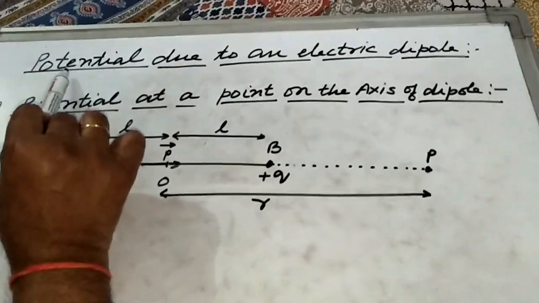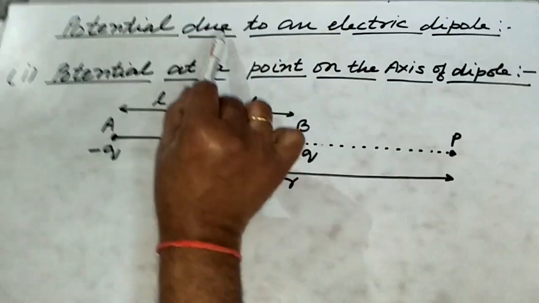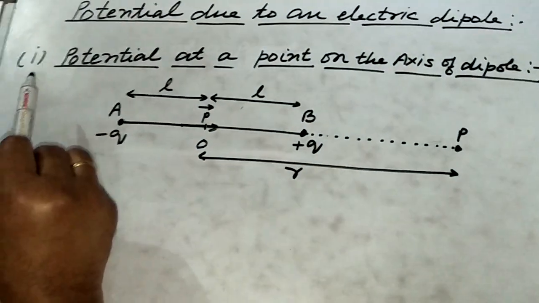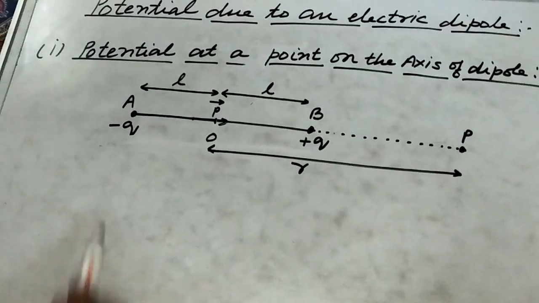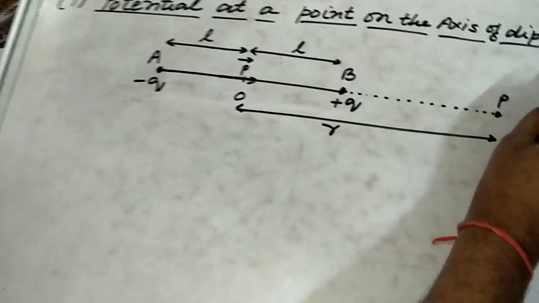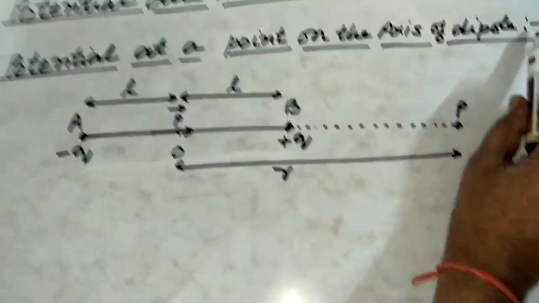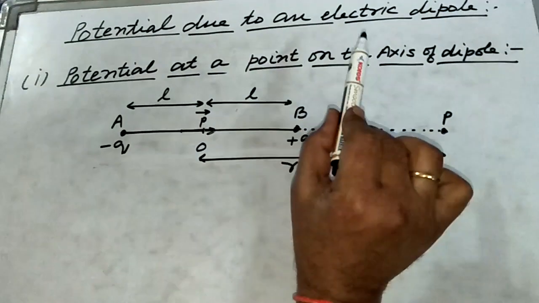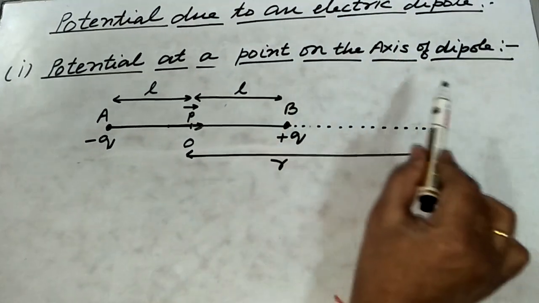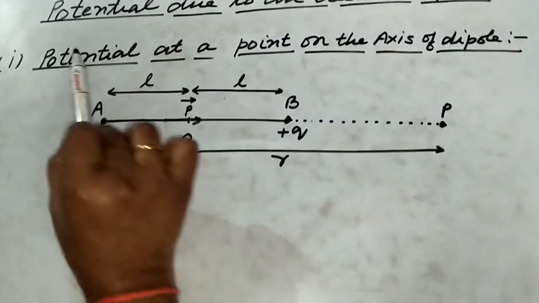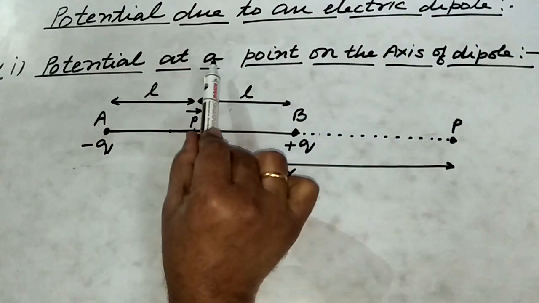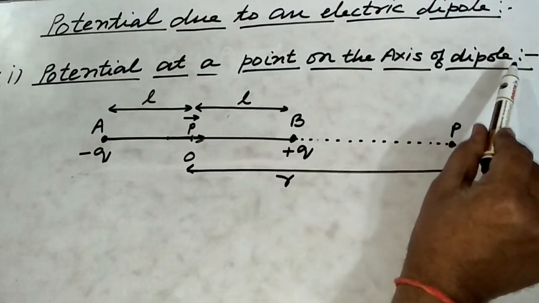In this video I am going to discuss the potential due to an electric dipole, and under this the first case is potential due to an electric dipole at a point on the axis of the dipole. Like in the previous video, where I already gave you the electric field due to an electric dipole on the axis and at the equatorial line, in the same way here also I am going to calculate the electric potential due to an electric dipole, first at a point on the axis of the dipole.